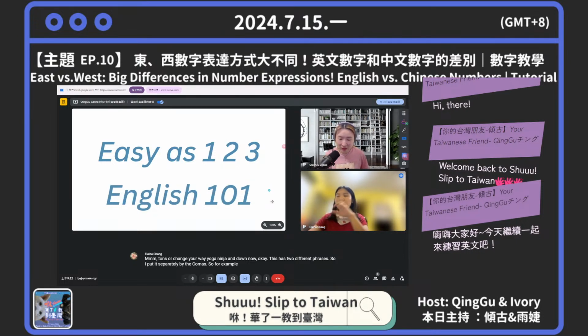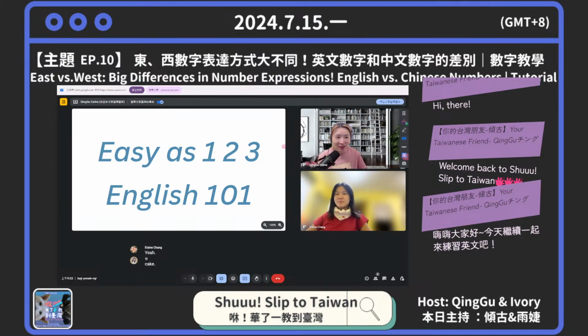Okay, this has two different phrases, so I put it separately by the commas. So for example, there's the first phrase, which is easy as 1, 2, 3. And this is another way of saying something is a piece of cake. So this is easy as 1, 2, 3. It's like, oh, counting 1, 2, 3 is very easy, right? Yeah, if you say it's a piece of cake, I think most Taiwanese would know that. Oh, they would know it? Yeah, because we learn a piece of cake in the textbook.